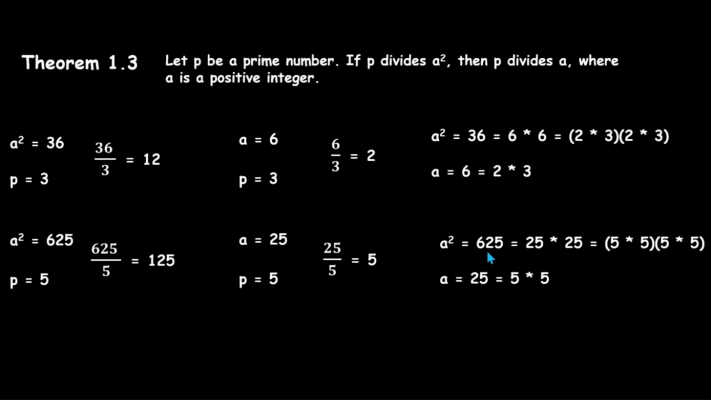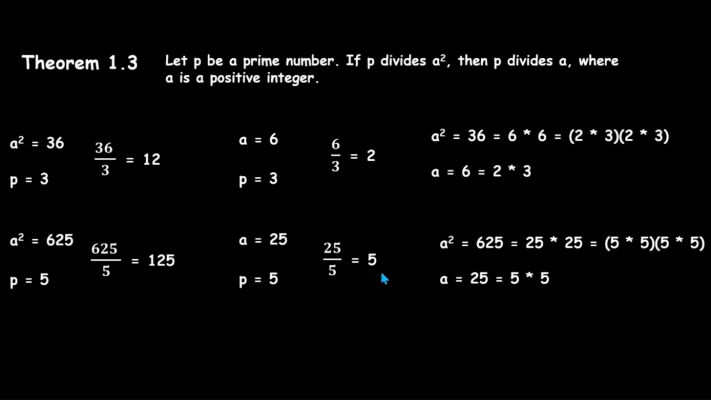And if a square is 625, our a is 25, which is nothing but the same 5 and 5. So 5 can cut 5. The prime number 5 can cut one of the 5s here. And if it is cutting 5, what remains is 5, and that is what we got as the quotient here.